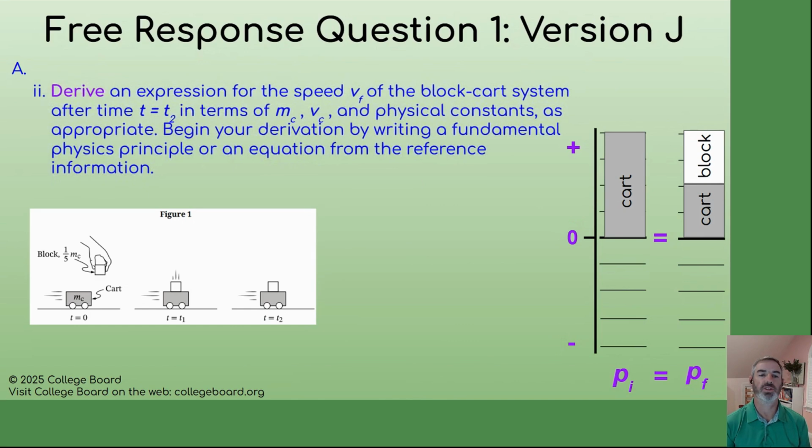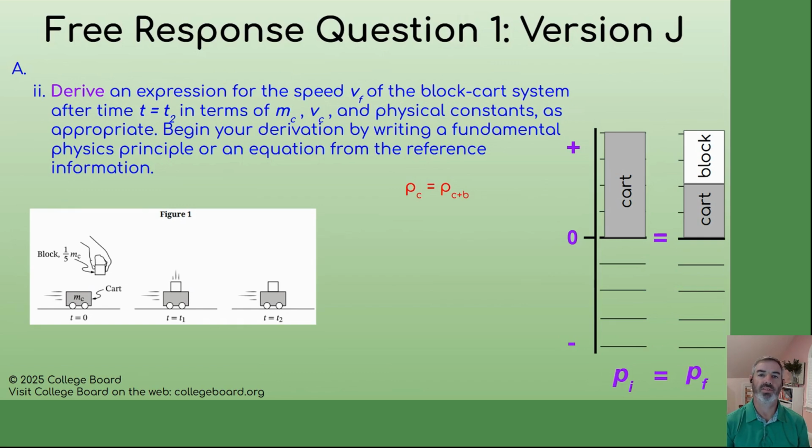Part 2 asks us to derive an expression for the speed, vF, of the block-cart system after time t equals t2. We want to use mC, vC, and any physical constants as appropriate, and begin our derivation by writing a fundamental physics principle. So conservation of momentum is going to be our fundamental physics principle. The initial momentum of the cart is going to equal the final momentum of the cart and block together.